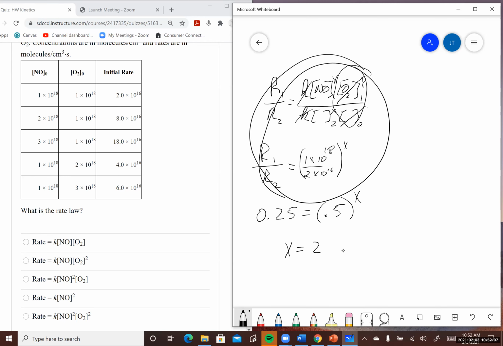Where did the 0.25 come from? Oh, that's just the ratio of R1 and R2. Okay, gotcha. Yeah, it is. It's 2 divided by 8, or 1 divided by 4, which is 0.25. All righty. Any other questions on that?